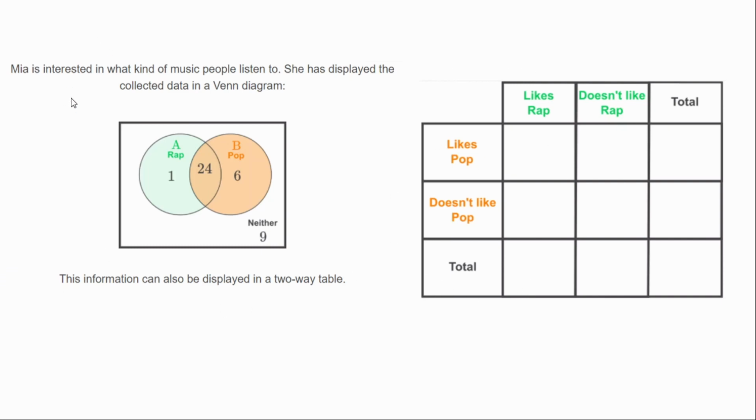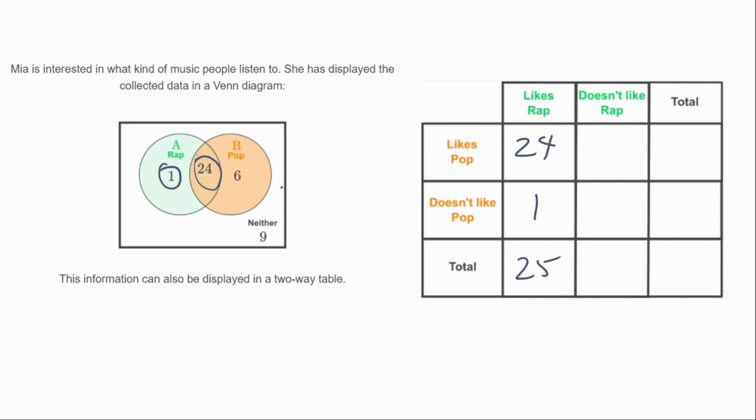So we have Mia is interested in what kind of music people like to listen to. She has displayed the collected data in a Venn diagram. Alright, so we got our information down here. And remember the middle part of the Venn diagram, let's start with that. That's the number of people that like both rap and pop. So that goes right there. Our next bit of information, one person likes only rap there. So that means likes rap and doesn't like pop. So one goes there. And with that, we can add these two numbers to get this box there.